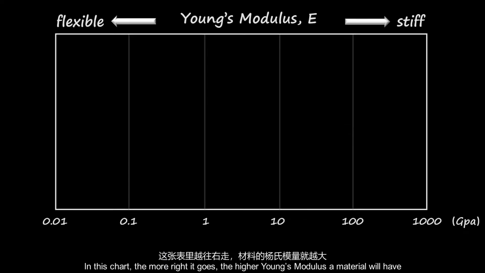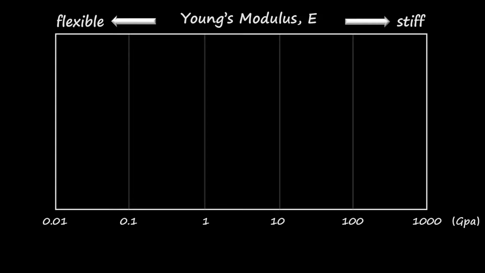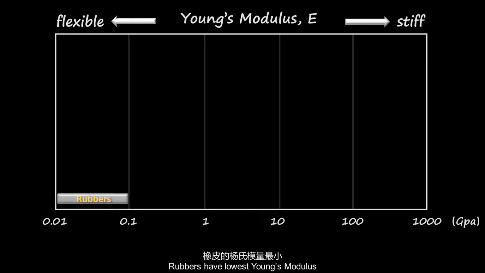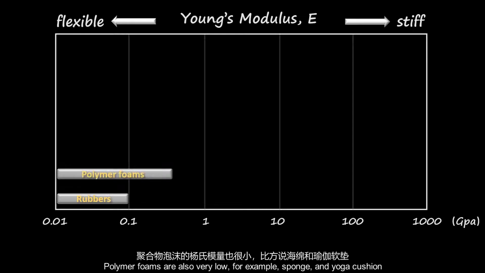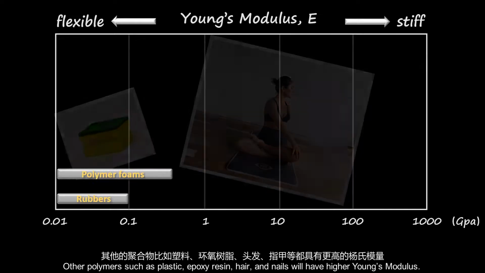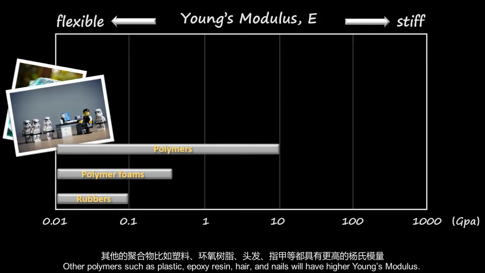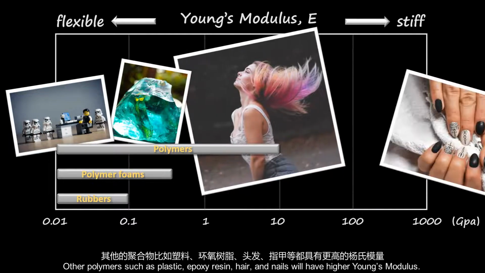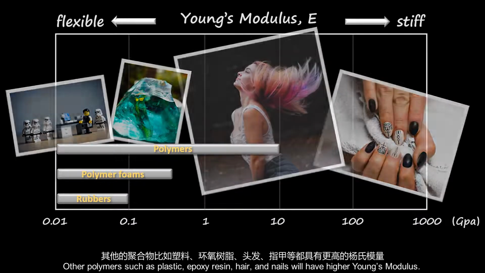In this chart, the more right it goes, the higher Young's modulus a material will have. Rubbers have the lowest Young's modulus. Polymer foams are also very low, for example, sponge and yoga cushion. Other polymers such as plastic, epoxy resin, hair, and nails will have higher Young's modulus.